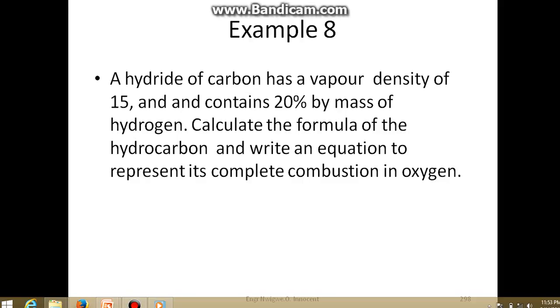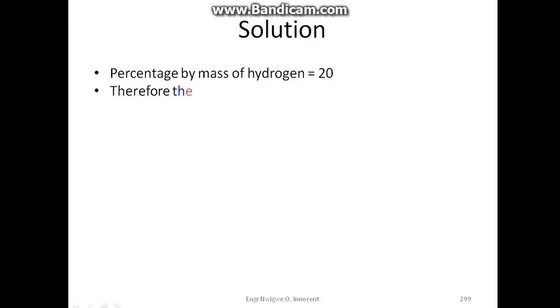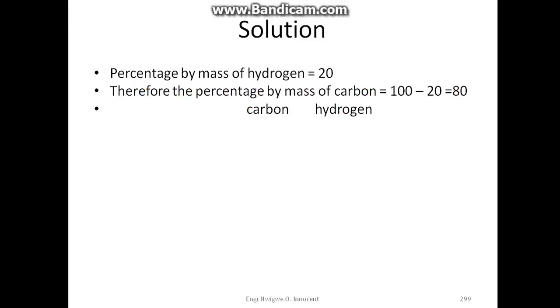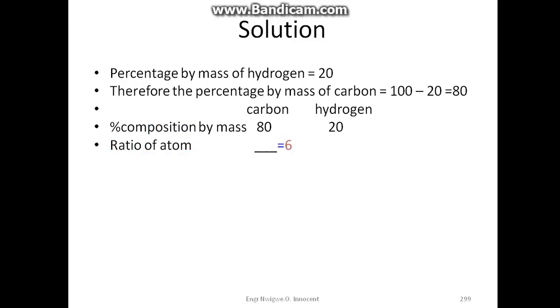Hydrogen is 20. Therefore, the percentage by mass of carbon is equal to 100 minus 20, which is equal to 80. The percentage composition by mass of carbon is 80, and the percentage composition by mass of hydrogen is 20. The ratio of atoms: 80 over 12 gives 6.7 for carbon, and 20 divided by 1 gives 20 for hydrogen.